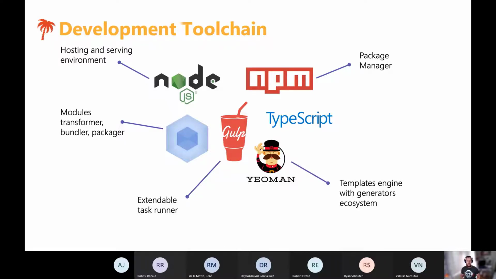Next tool is Yeoman, and Yeoman is a templates engine with generators ecosystem, and you can think of generator as a conditional template. So when you start a generator, it will probably ask user or developer few questions, and then based on the answers, it will scaffold the project for you. And yes, Yeoman is pretty similar to Visual Studio templates in .NET world.